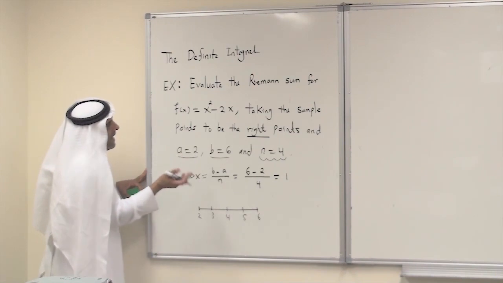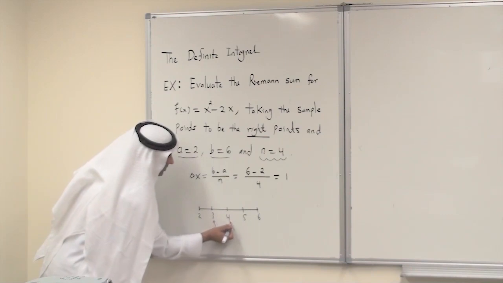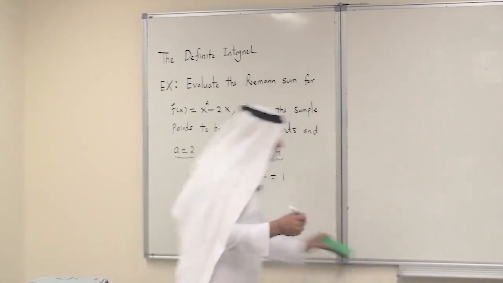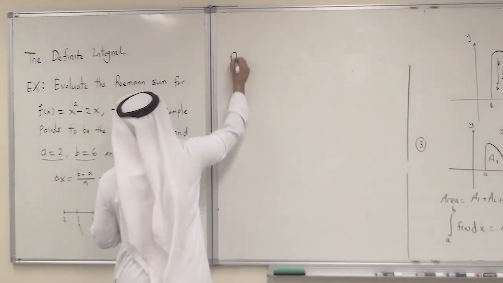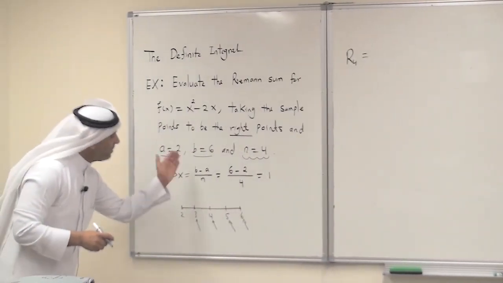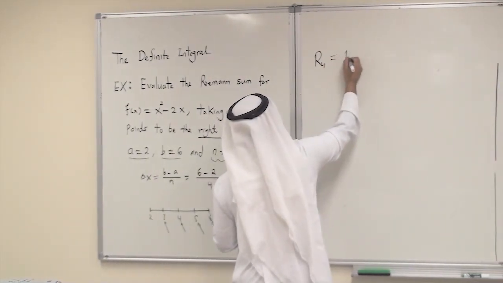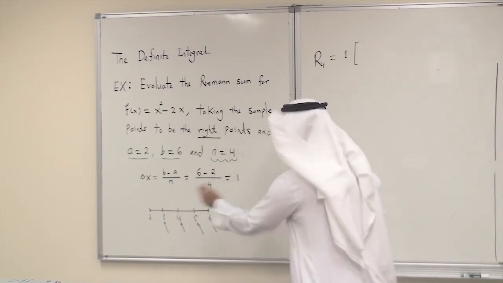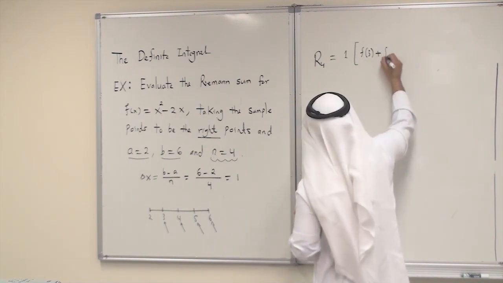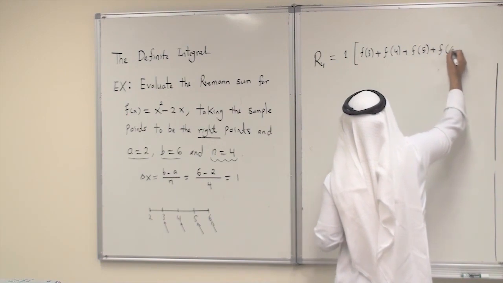He said use the right endpoints. The right endpoints means in the first interval I will choose 3, in the second one I will choose 4, in the next one I will choose 5, and in the last one I will choose 6. So what is the Riemann sum? Taking 4 sample points, let us call it R4, with the right endpoints as the sample points. Delta x is 1, so that is 1 times the summation from 1 to 4, which is f of 3 plus f of 4 plus f of 5 plus f of 6.